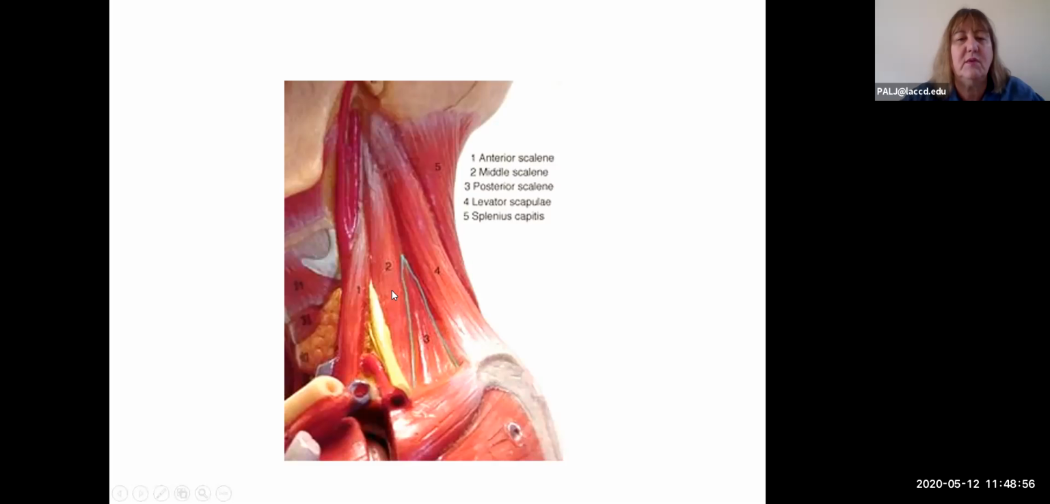Anterior to that would be the middle scalene. Then you would have the brachial plexus with the subclavian artery and subclavian vein. And then anterior to those, you would have the anterior scalene. So that's it for muscles related to respiration.